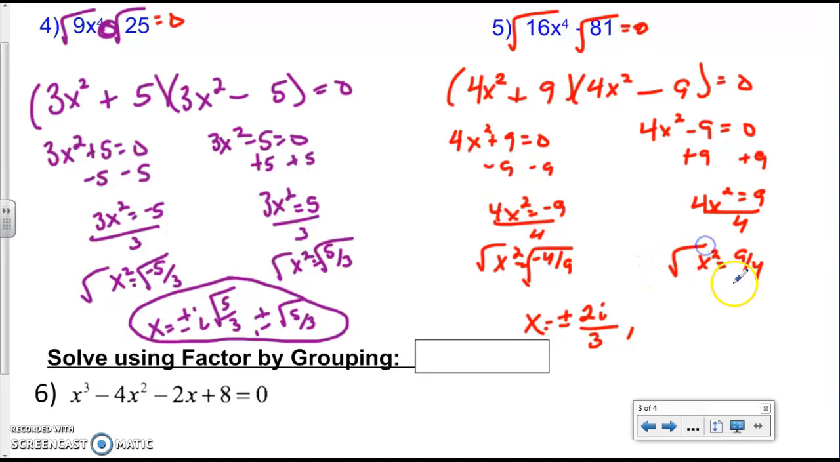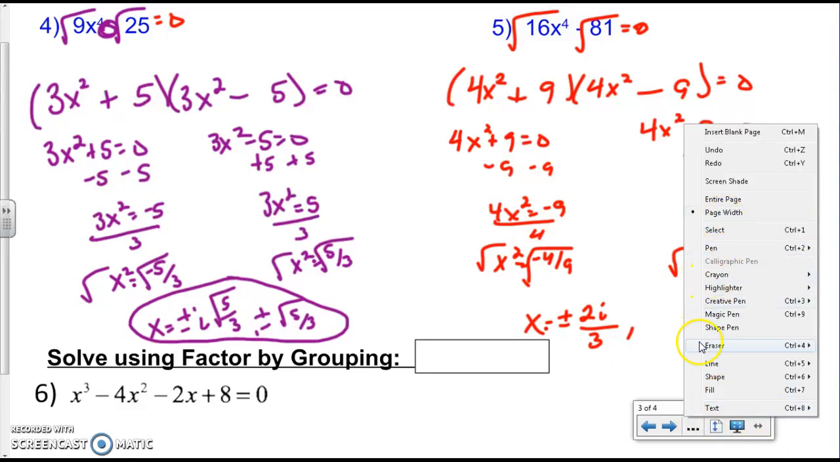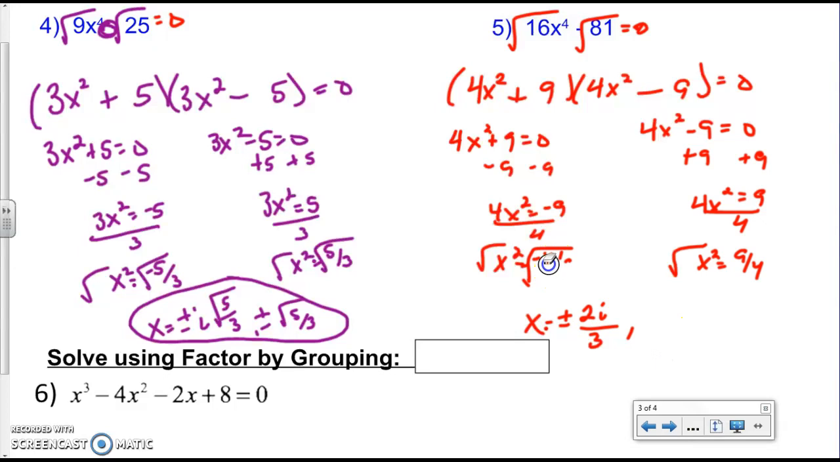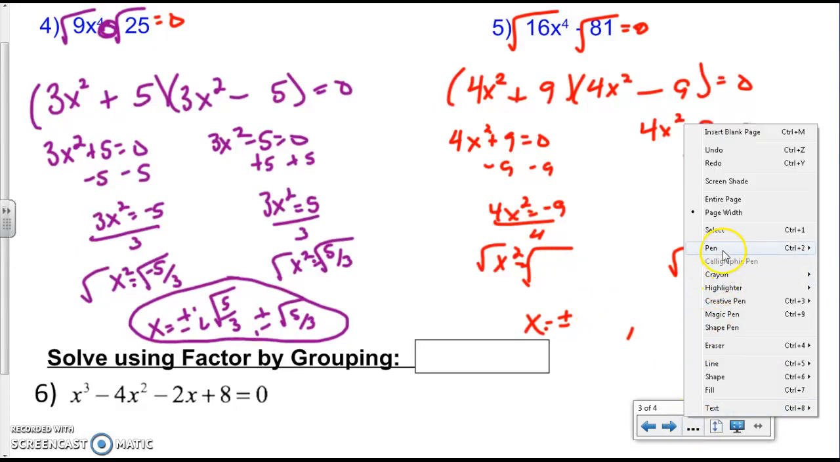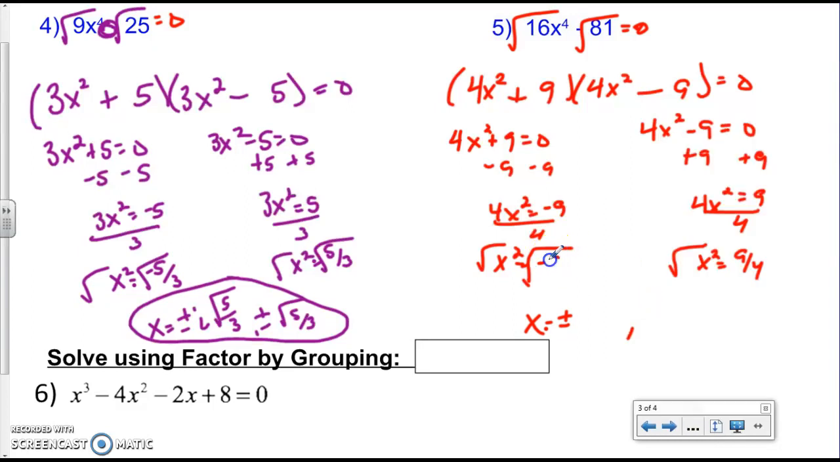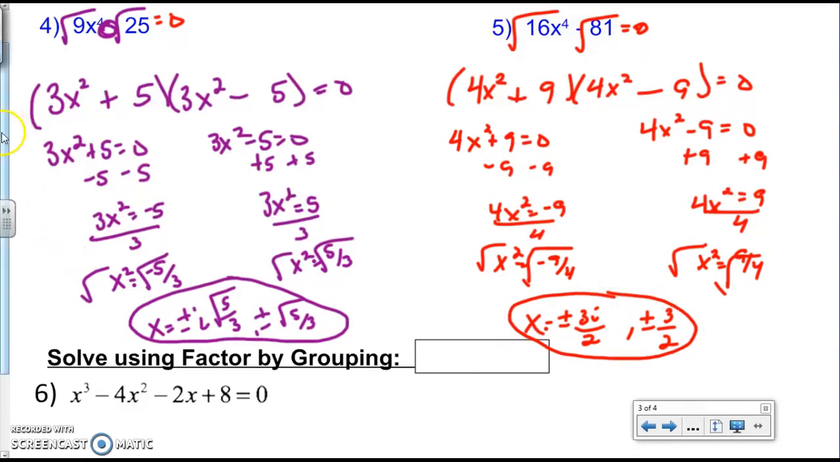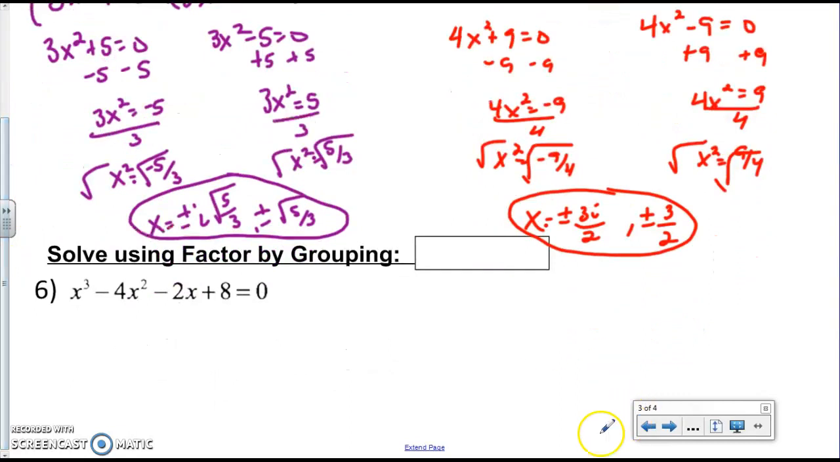Okay, solving the second one, notice, hang on, I flipped my fraction in the first one. Sorry about that, my negative 9 should have been on top. So negative 9 over 4 gives me 3i over 2. And then positive 9 over 4 gives me 3 over 2. So 2 solutions there, and you are good. So that's your second method.